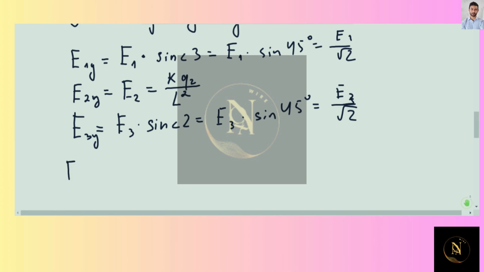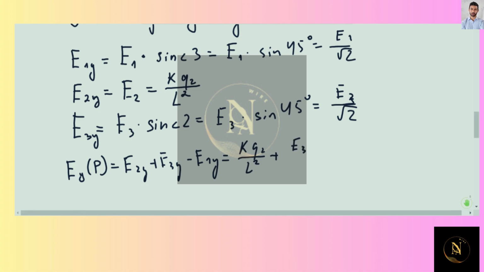So Ey at point P equals E2y plus E3y minus E1y, which equals kQ2 over L squared plus E3 over square root of 2 minus E1 over square root of 2.